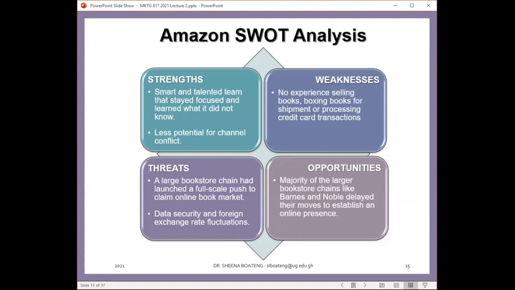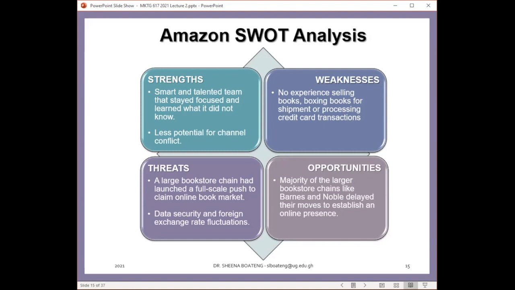So the strengths that they identified included, first of all, the fact that they were smart and talented and they were driven. And they had capabilities in technology that would enable them to achieve what they had seen as an opportunity and wanted to take advantage of. At the same time, too, they noticed that the opportunity they had seen did not have much potential for channel conflict, because at that time, what they wanted to do was to sell books online. And there was virtually no active seller of books online when Amazon decided to go into the business. So one strength they saw was the fact that there was less potential for channel conflict.